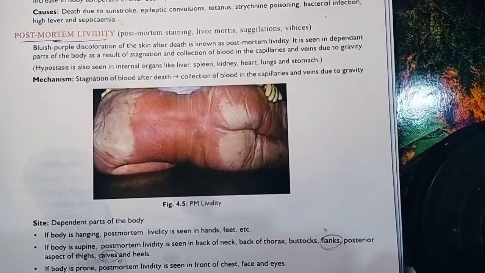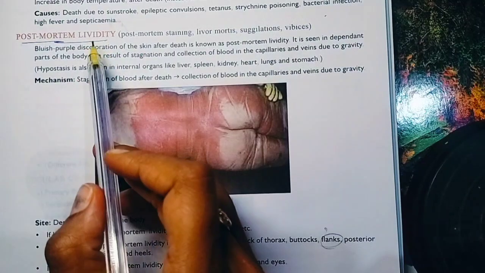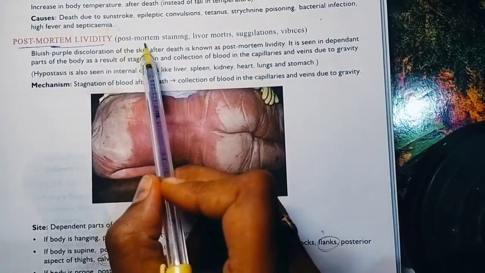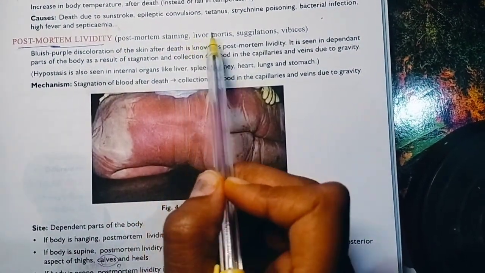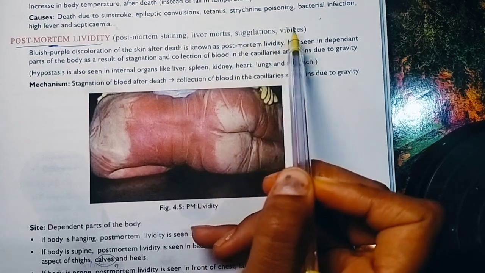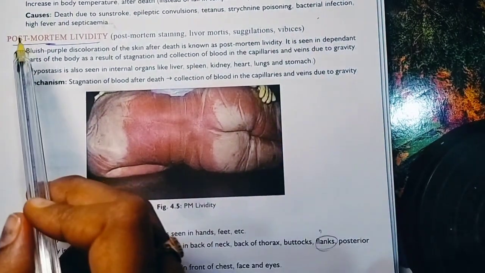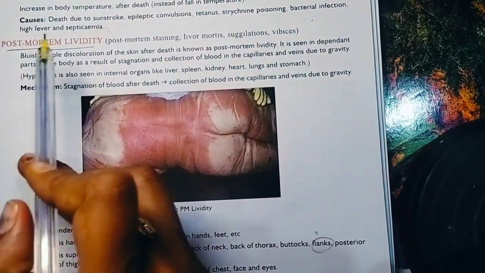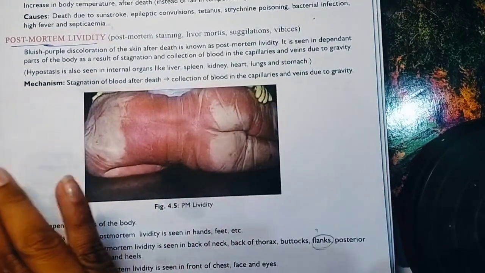Today I'm going to discuss a very important topic that is postmortem lividity. It's also known as postmortem staining, livor mortis, sugillations, or vibices. So we can call postmortem lividity by these four names, right? Okay, let's start.